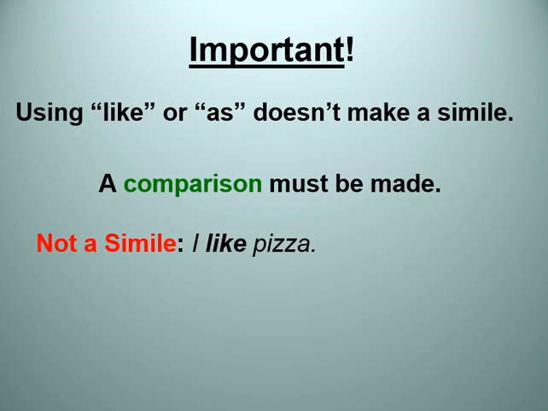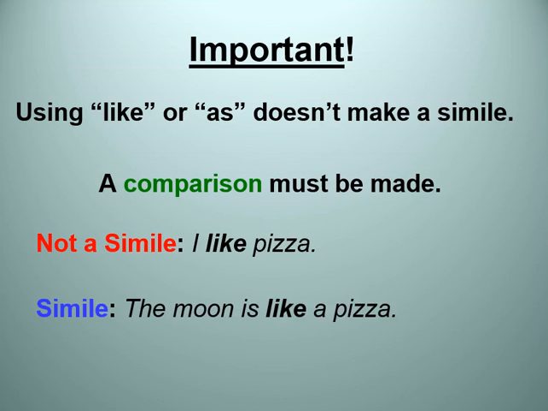I like pizza. Like is actually the verb in this sentence. It's the action. It's not comparing pizza to anything. It's just saying literally, I like pizza. A simile using pizza would be, the moon is like a pizza, where it's comparing the moon and pizza using the word like. Okay? So please make sure that just because you see the word like or as, don't automatically assume it's a simile.